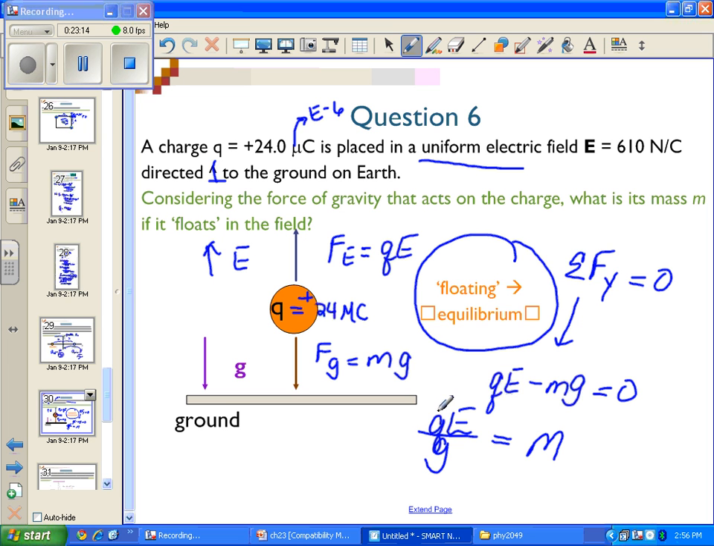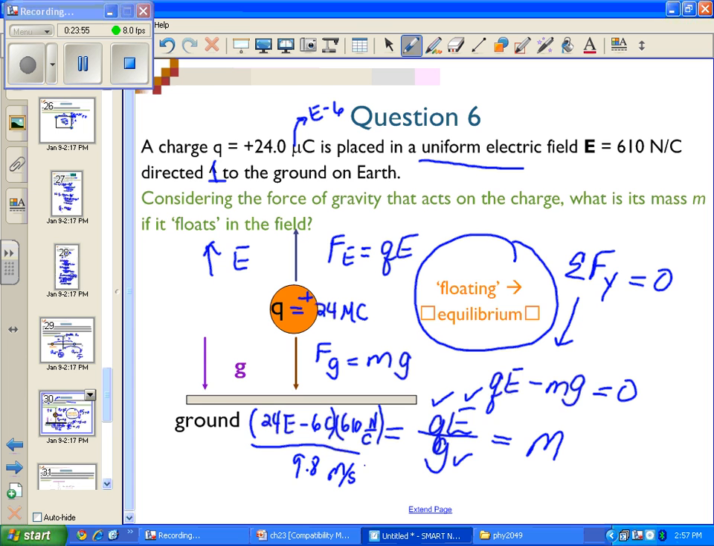Do we know the value of Q? Yes, we do. It was given to us. Do we know the value of E? Yes, we do. It was given to us. Do we know the value of g? Well, of course we do, since that's all we ever did in Physics 1 was to work with little g as 9.8. So now it's time to enter our numbers so that we can quantitatively say what mass is required of this charge in order for this floating effect to take place.